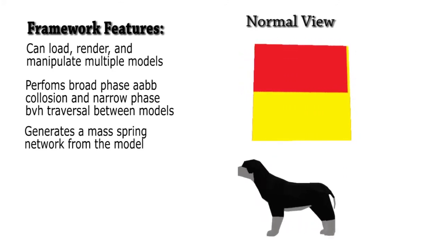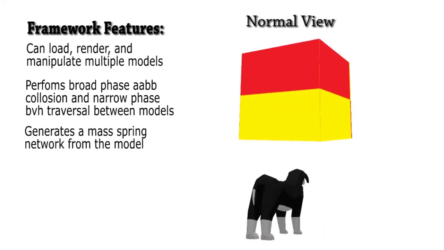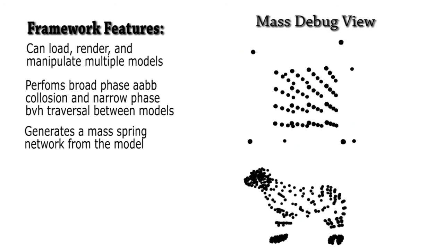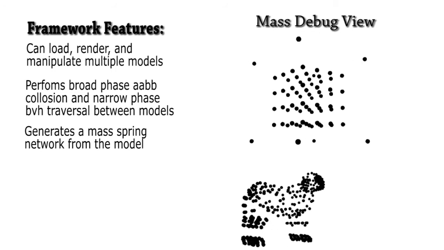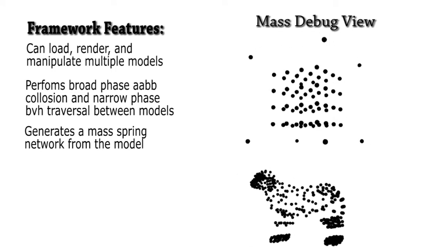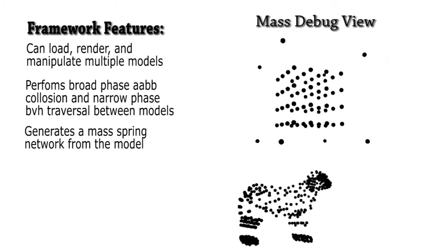The framework uses the mass spring system to simulate its soft bodies. This system entails creating a network out of point masses from the model and then attach them together via weightless springs. The framework creates a grid-based network using the model's vertices and bounding volume hierarchy.